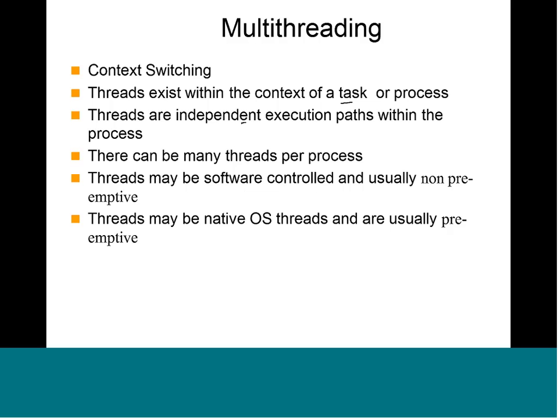There's no limit to the number of threads you can have per process. Threads can be either software controlled or native OS threads. Software controlled are generally non-preemptive, selfish. Threads controlled by the OS are preemptive. OS threads being preemptive, why? Because the operating system is supposed to be the safe execution environment, right? It's supposed to harness this environment where all processes can run so things don't crash. And most operating systems today are pretty good.